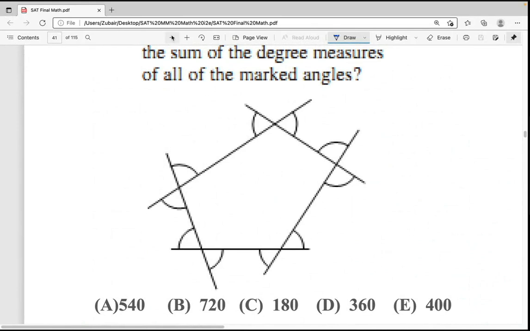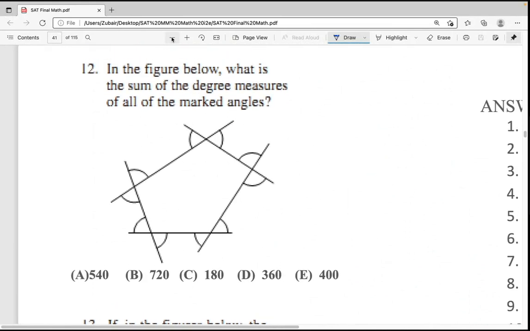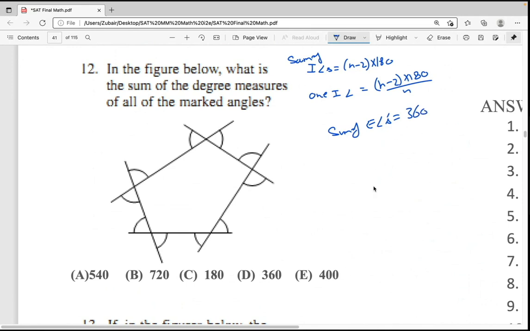What is that? Pentagon. Sum of interior angles is n minus 2 into 180. One interior angle of a regular polygon is n minus 2 into 180 over n. Sum of exterior angles is 360.